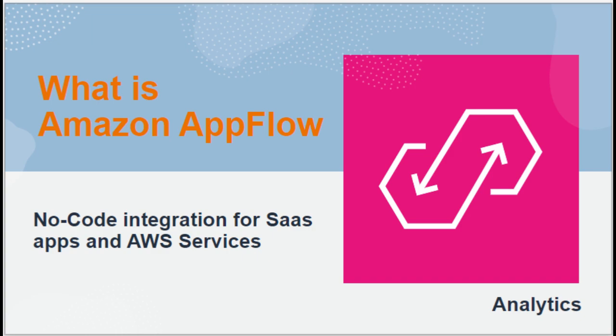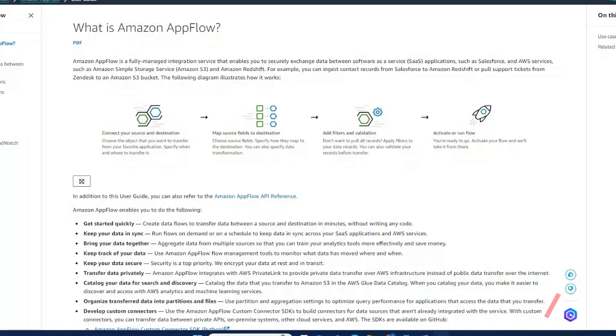In today's session, we're going to take a quick look at Amazon AppFlow and explore its use cases. What is Amazon AppFlow? Amazon AppFlow is a fully managed integration service that allows you to securely exchange data between SaaS applications like Salesforce and AWS services such as Amazon S3 or Amazon Redshift. For example, you can move contact records from Salesforce into Amazon Redshift or pull support tickets from Zendesk into an S3 bucket. Let's dive into some key features of Amazon AppFlow.